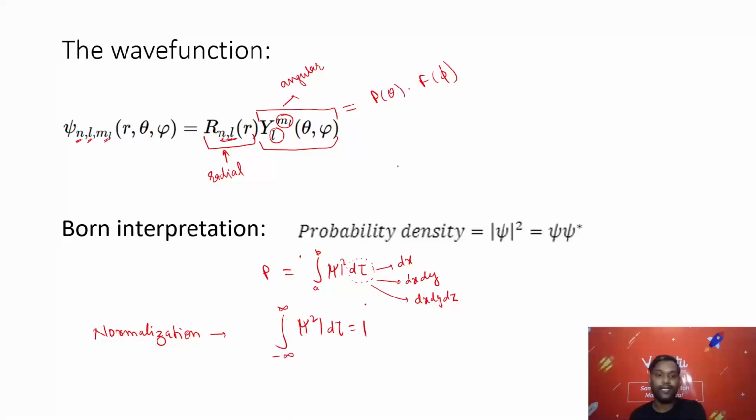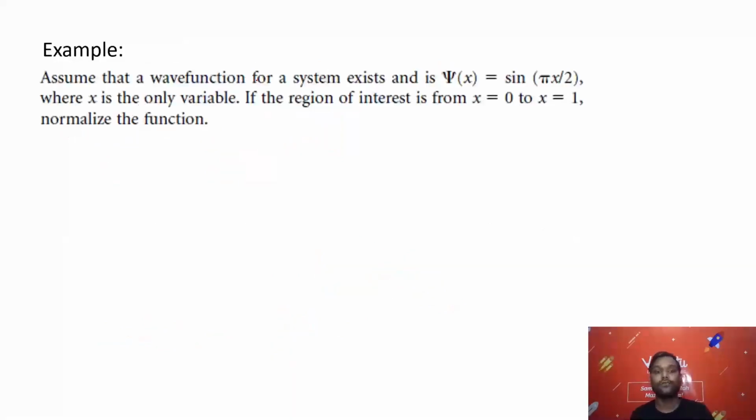Let's take one example on normalization. Assume that a wave function for a system exists, and it is psi. It is only in one dimension, only one variable, that is x. So psi(x) is equal to sin(pi x by 2), where x is the only variable. If the region of interest is from x equal to 0 to x equal to 1, meaning the electron, or whatever the particle is, doesn't exist before x equal to 0 and after x equal to 1. This is the only range in which it can exist. So we have to normalize this function. It means that in this range, the probability cannot exceed 1. It has to be 1.